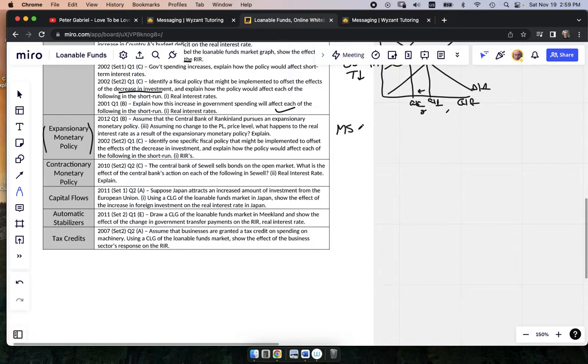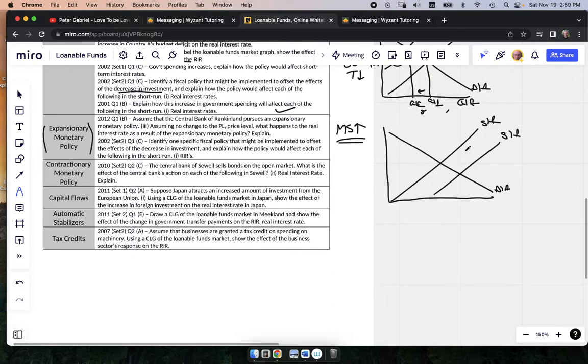Expansionary, we know the money supply is going up. That's where we're going to start. Assume the central bank of Rankin-Lin pursues an expansionary monetary policy. What happens to the real interest rate? Well, you and I should be able just to show that if there's more money in the system, the money supply has increased. Supply of loanable funds shifts to the right. And we know that that's going to drive down the real interest rate, IR1, IR2. Don't forget the RIR. It is bankers, and bankers care about the real interest rate. Quantity of loanable funds, cool.